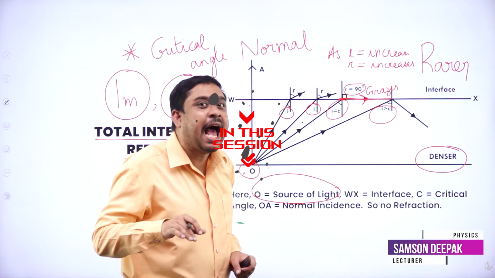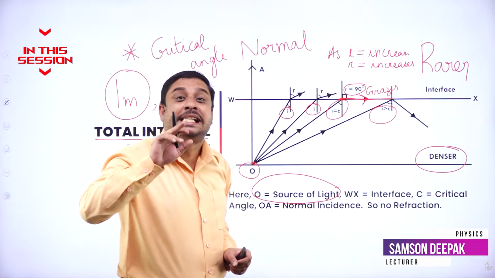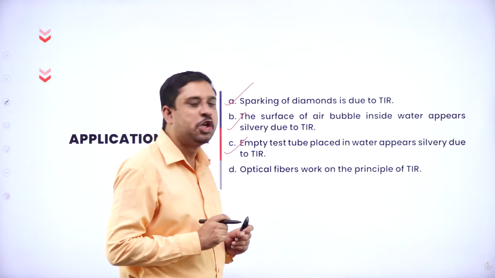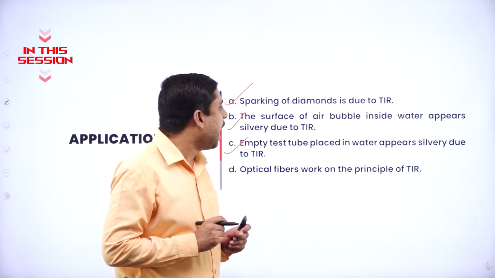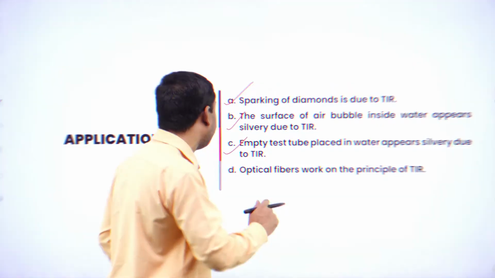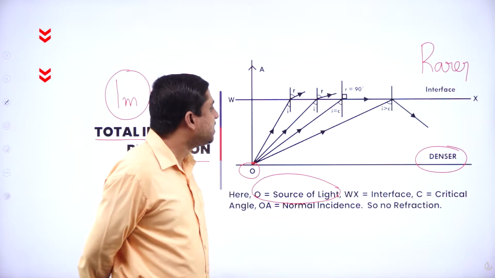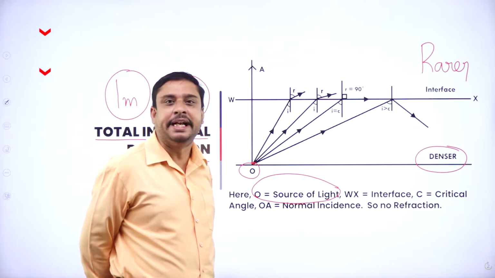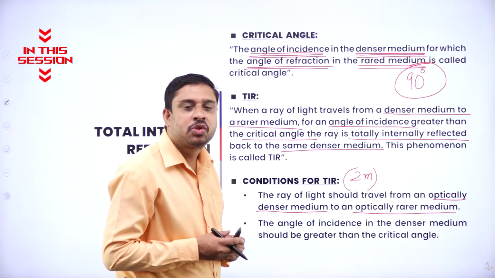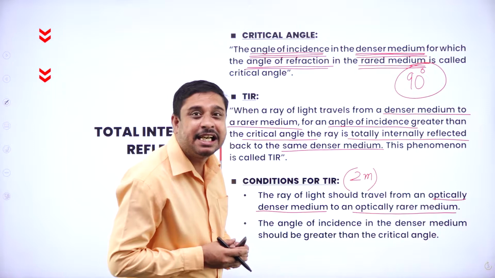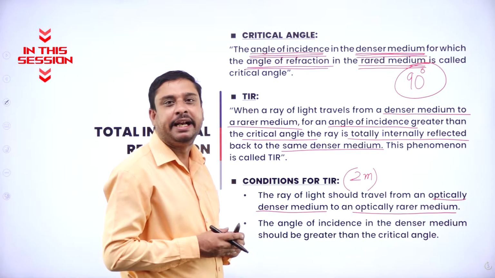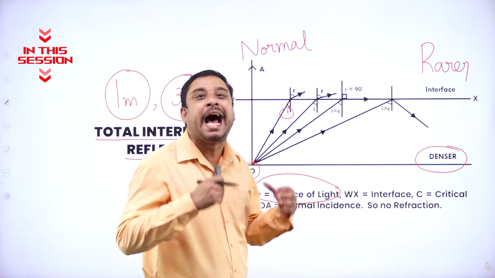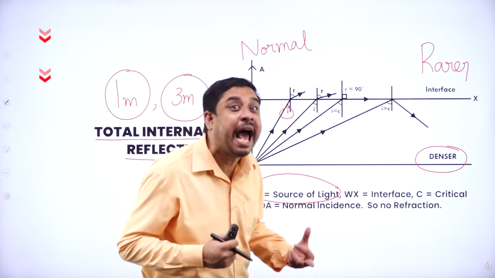What if the angle of incidence is greater than the critical angle? Empty test tube placed in water appears silvery due to TIR. It is the surface which separates the denser and the rarer medium. The light should travel from denser medium to rarer medium. It is not incident along the normal. It has to bend. It has to refract.